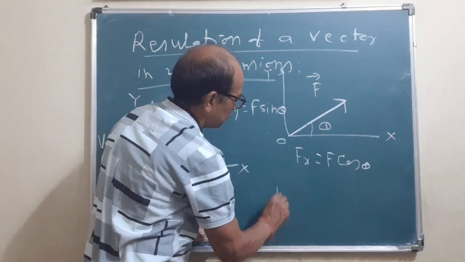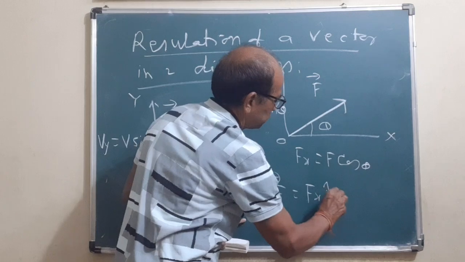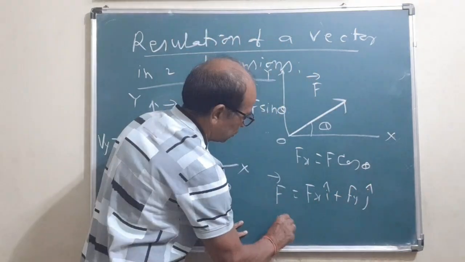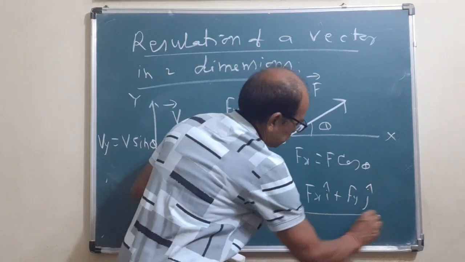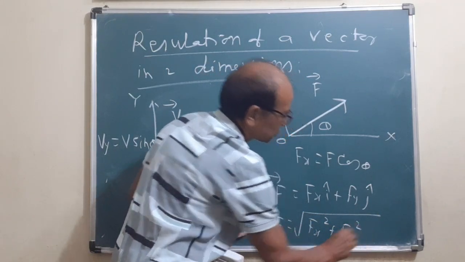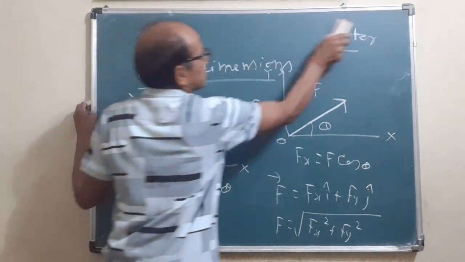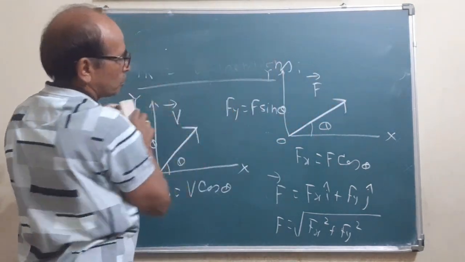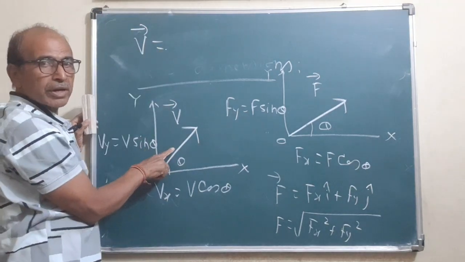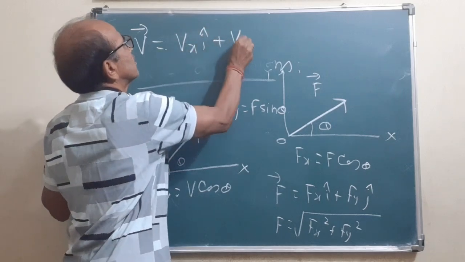This vector we can also write in vector form. Then force is equal to fx i cap plus fy j cap. Magnitude, how will you find out? F is equal to under root fx square plus fy square. And similarly for velocity, the vector v you can also resolve: vx i cap plus vy j cap.